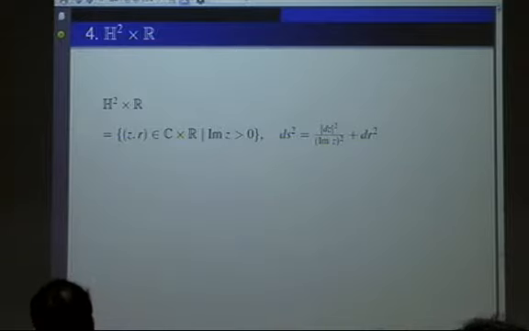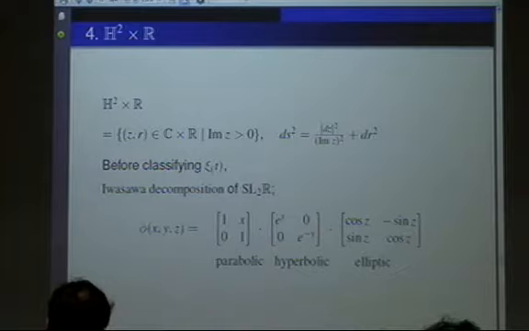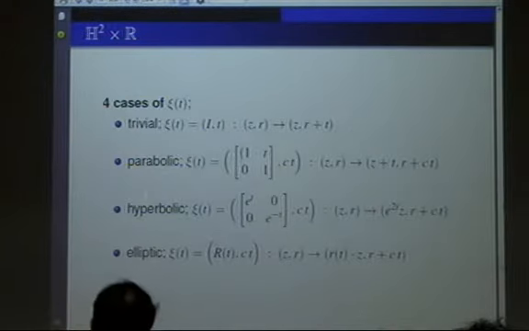Okay, so the next one is H2 cross R. This is also kind of complicated. First of all, I will regard H2 cross R as the upper half plane times R. Before classifying psi_t, I have to talk about the Iwasawa decomposition of SL2R, which is related to the isometry group of H2.